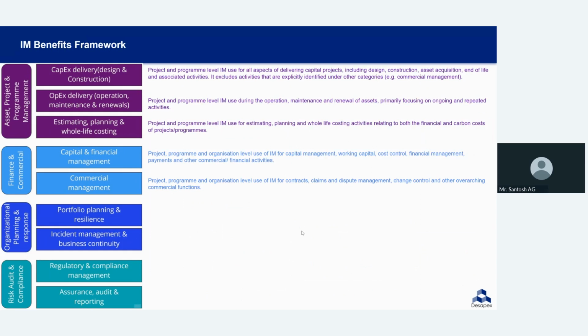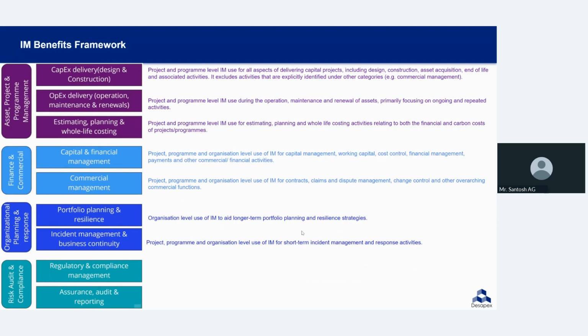The third lens is often spoken of in the digital twin space, looking at the organization's planning and response. And there are two main parts to this. One being the long-term strategic and portfolio planning, and the second being the short-term incident management. In portfolio planning and resilience, the IM is used at organization level to aid the longer-term portfolio planning and the resilience strategies. In incident management and business continuity, the IM is used for short-term incident management and response activities.